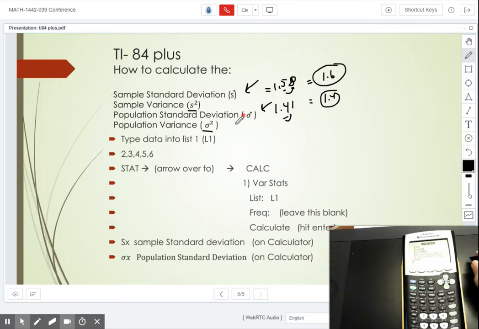Now, our calculator will not do the variances. So we're going to have to manually find the variance. Variance is just whatever S squared is. Don't use the rounded values when you square the S. Use these values. So to find our variance, we're going to square the unrounded number. So I'm going to take 1.58 on my calculator and square it. And then I'm going to take 1.41 on my calculator and square it. Don't use the rounded values.